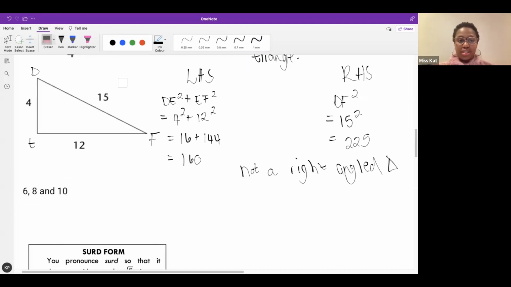Which one is the longest side? Oh, well, that's not what I meant. Which one is the hypotenuse? It's 10, guys. Now let's do the calculation. I'm going to name my sides: side A, side B, and side C.